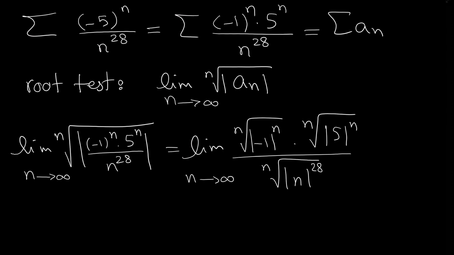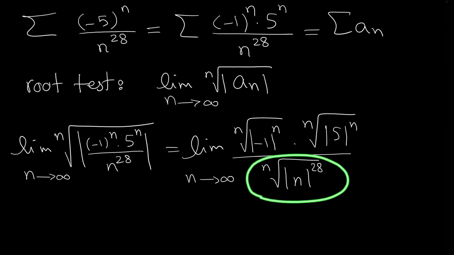So what is the answer for each part? Root n of absolute value of -1 to power n, actually it's absolute value of -1, which is +1. So this is +1. Then root n of absolute value of 5 to power n, it's just absolute value of 5, which is 5, right?